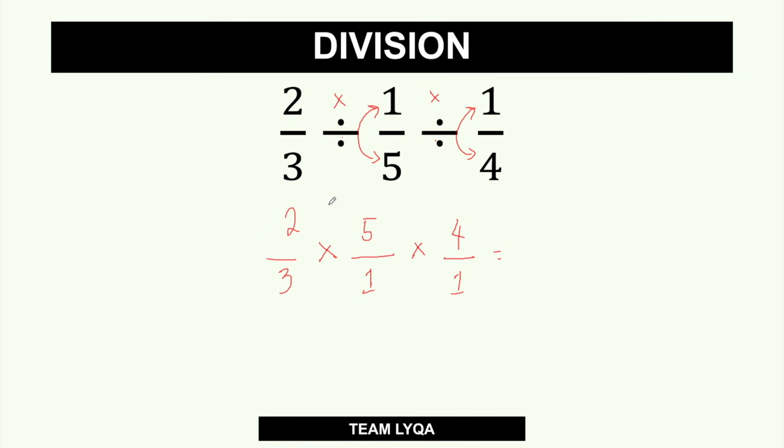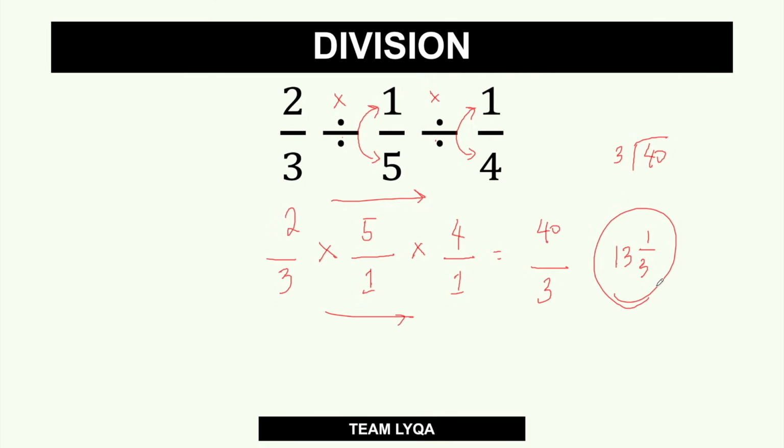And then, again, just multiply across. So, 2 times 5 is 10 times 4, that is 40, over 3 times 1 times 1, so 3, you put it at the bottom. Then, because this is an improper fraction, divide the 40 by 3. So, how many 3s are inside 40? So, the answer there would be 13, right? Because 13 times 3 is 39. Then, you still have a remainder of 1, so that is 1 over 3.